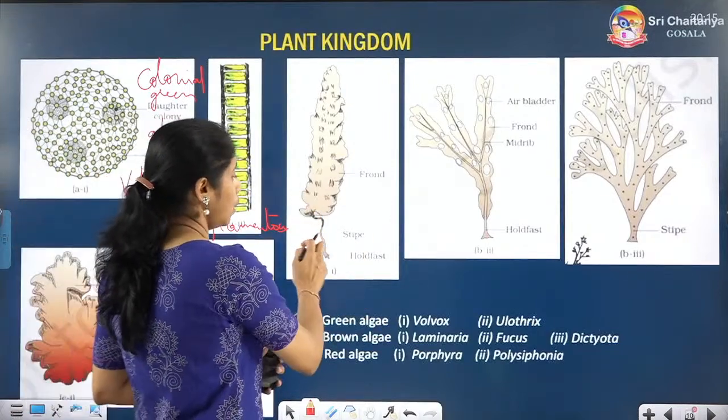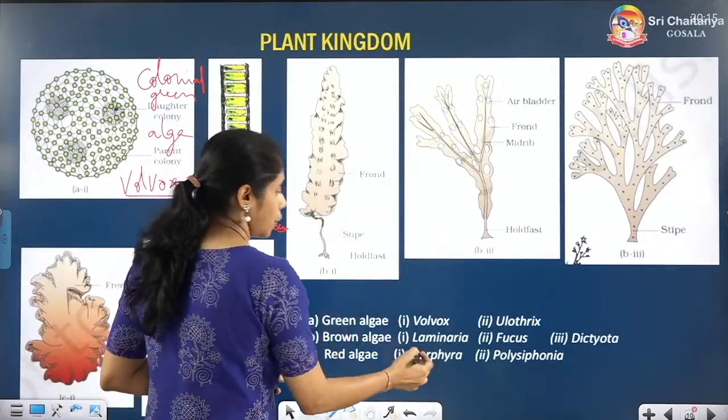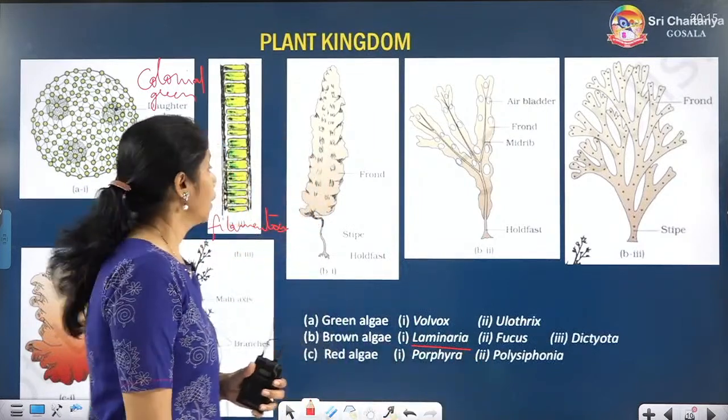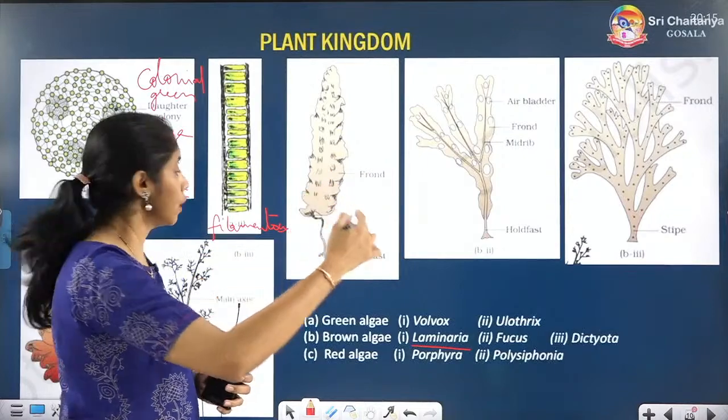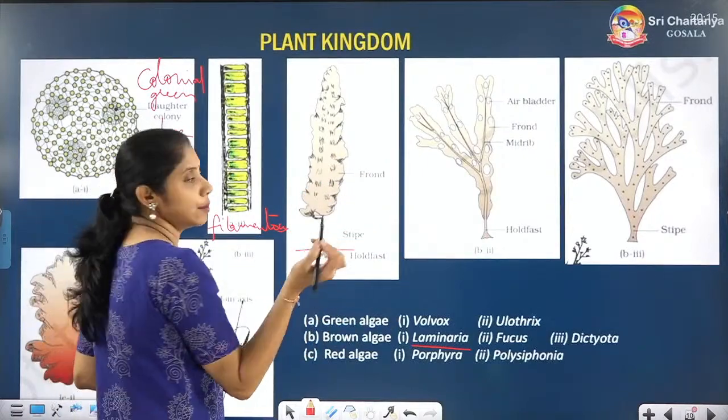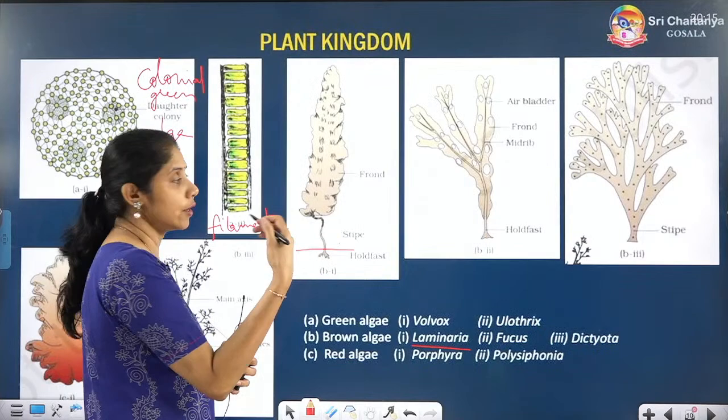Then the brown algae, this is called Laminaria. You can see here Laminaria. It has a holdfast, stipe and frond. The labeled parts are also important here. Holdfast, which is fixed in the substratum. Stipe, it looks like some white stem.